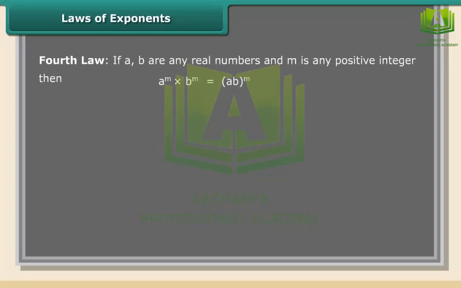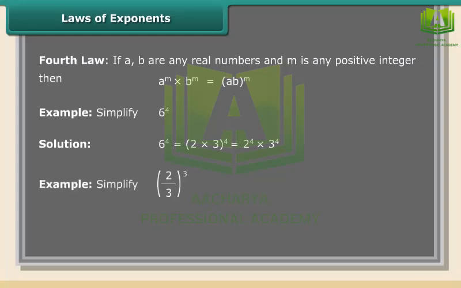Fourth law. If a, b are any real numbers and m is any positive integer, then a^m into b^m is equal to (ab)^m. Example. Simplify 6^4. Solution. 6^4 is equal to (2 into 3)^4, which is equal to 2^4 into 3^4.